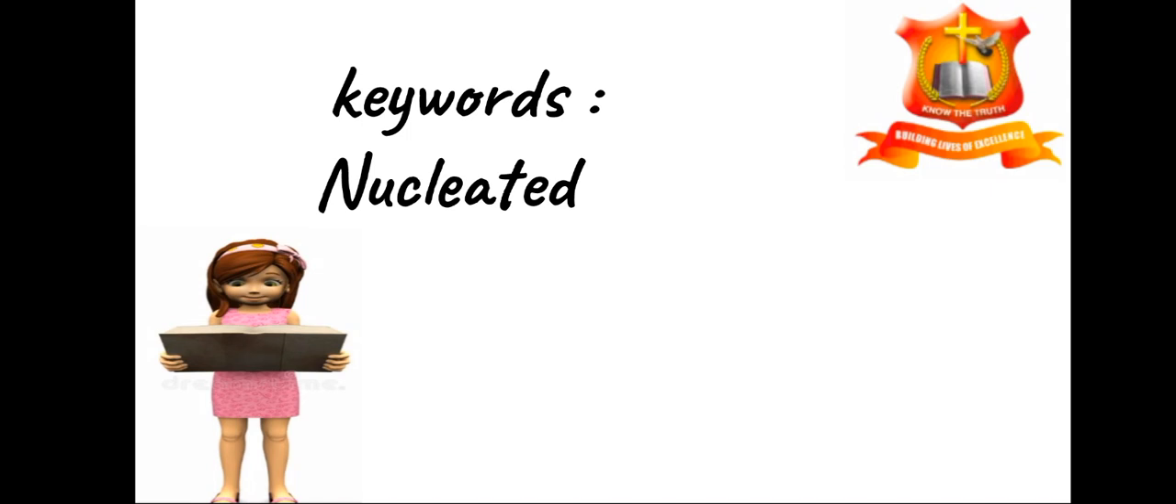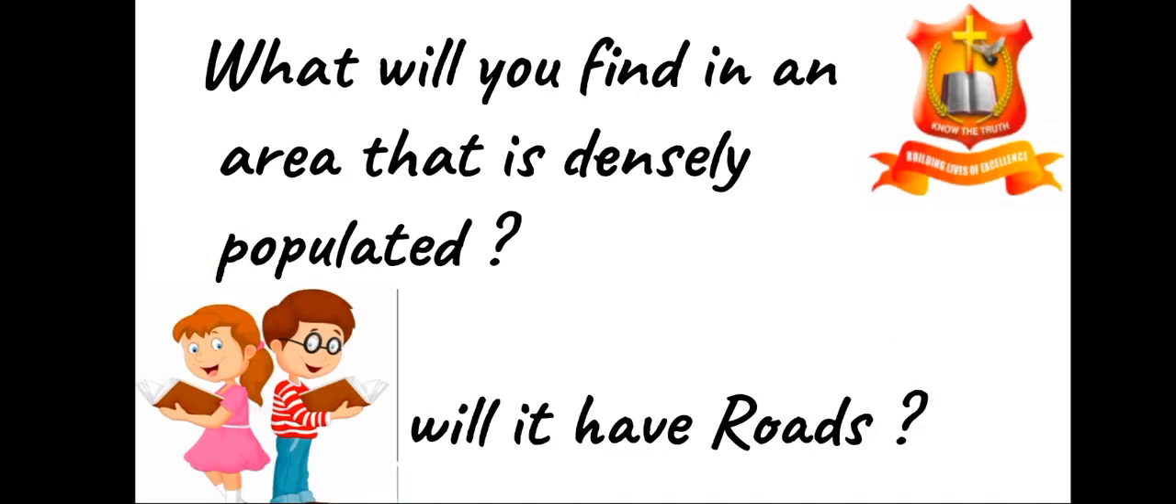Now, first of all, I will start with the lesson. You need to tell me what you will find in an area that is densely populated. Will it have roads? What other things will you find? We can find different things in a settlement like buildings, roads, railways, telegraph office, post office, police station, and places of worship. Plain areas with more facilities and occupational opportunities will be densely populated.